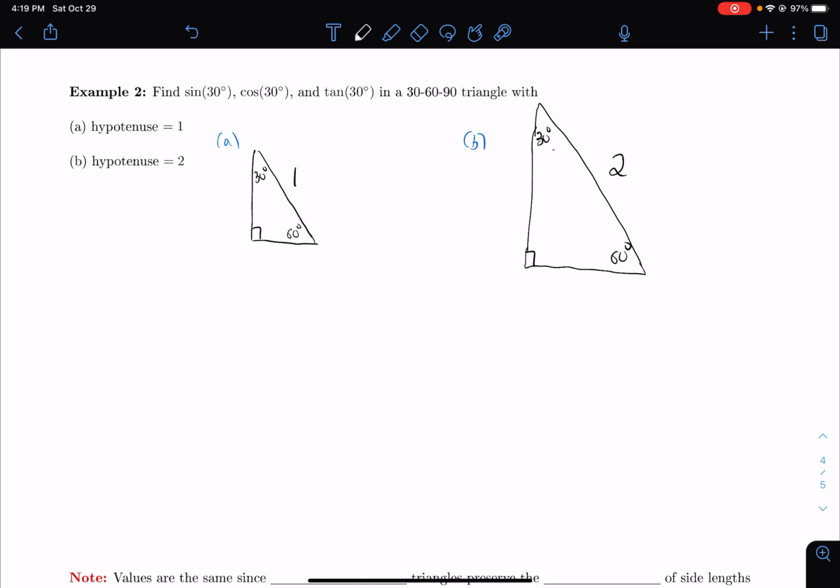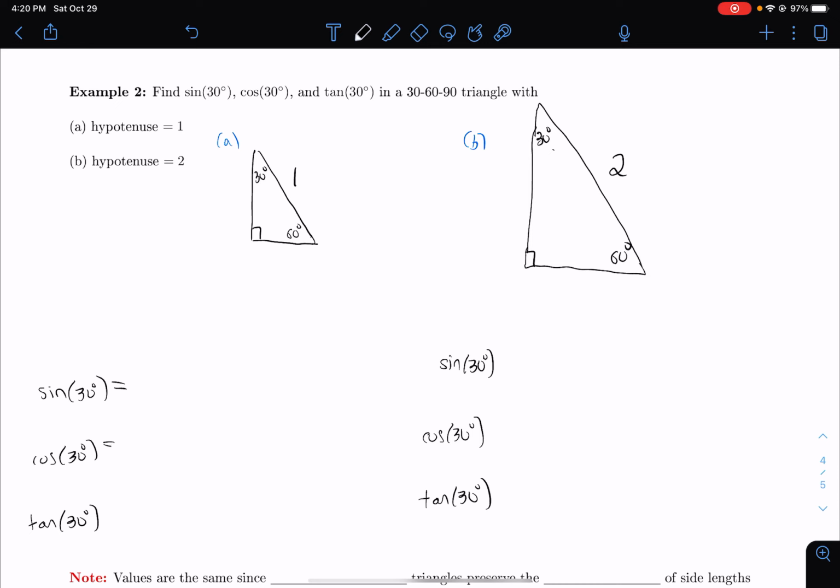Okay, so we're going to need to get what sine of 30 is, what cosine of 30 degrees is, and tangent of 30 degrees. We'll have to get all of those in both of these pictures. So even for part B, I'm going to have to do that. So let me just write that out. So I'll have to get sine of 30 degrees for this one, cosine of 30 degrees, and tangent of 30 degrees. Okay, let me just set this up. I'll write some equal signs in all of these.